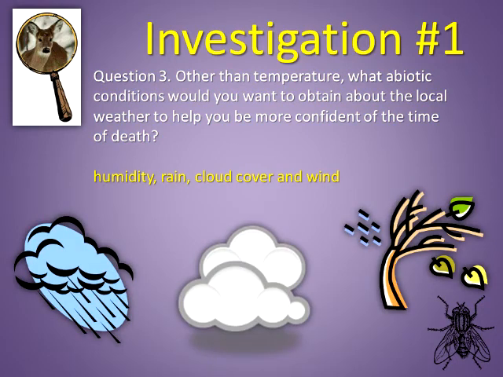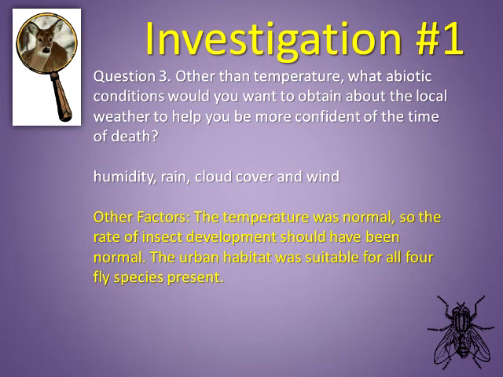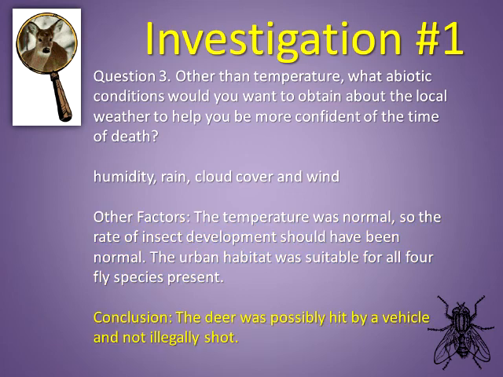Humidity, rain, cloud cover, and wind. Other factors. The temperature was normal, so the rate of insect development should have been normal. The urban habitat was suitable for all 4 fly species present. Conclusion. The deer was possibly hit by a vehicle and not illegally shot.